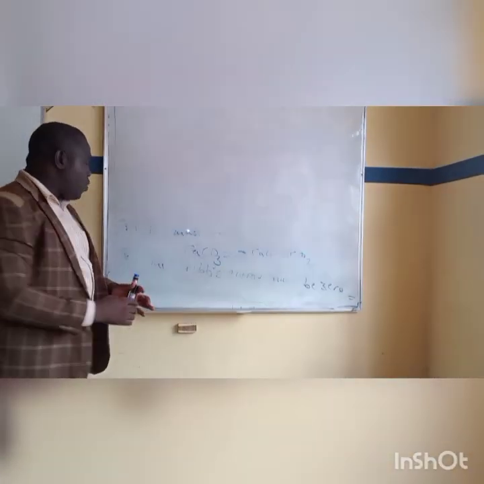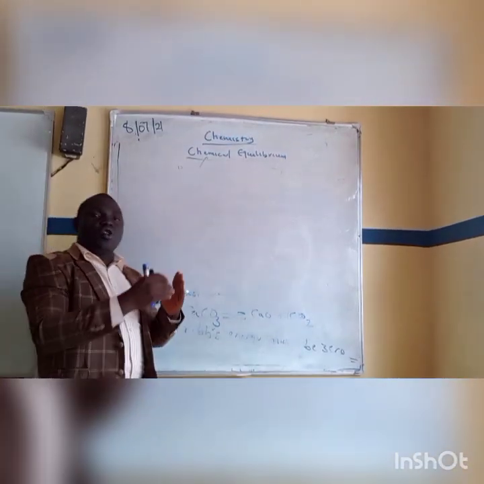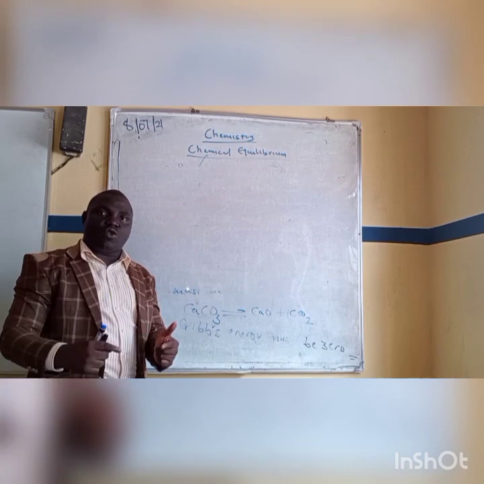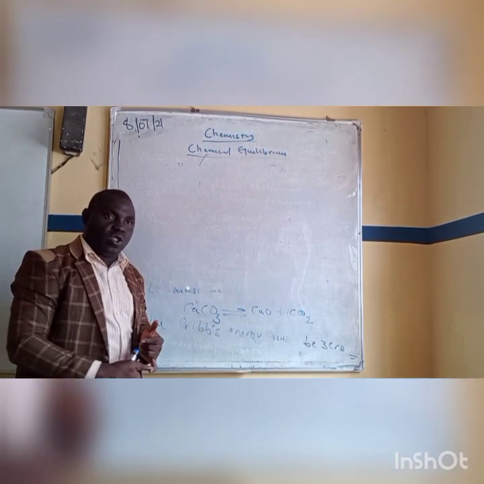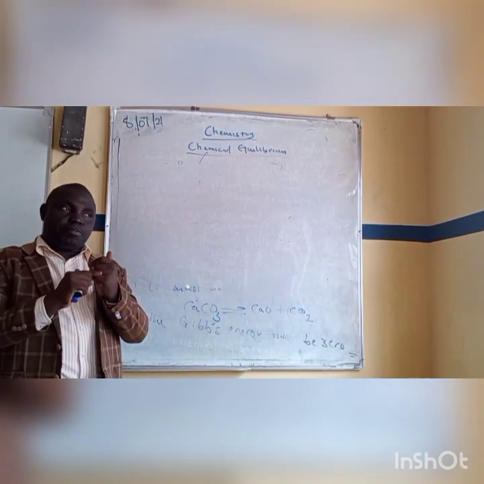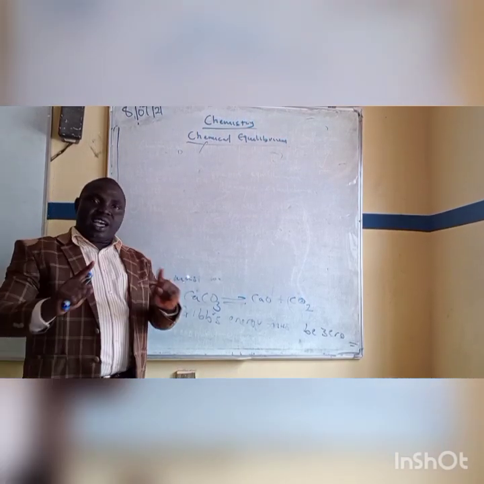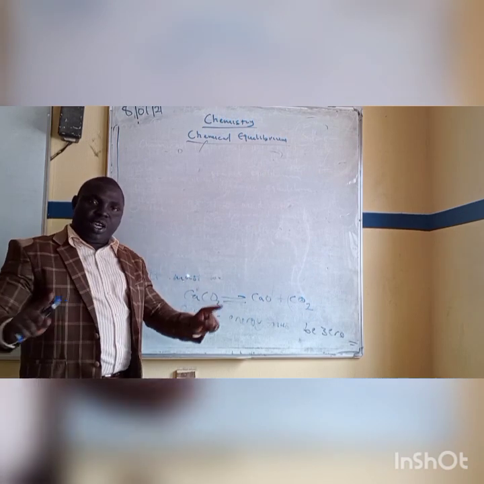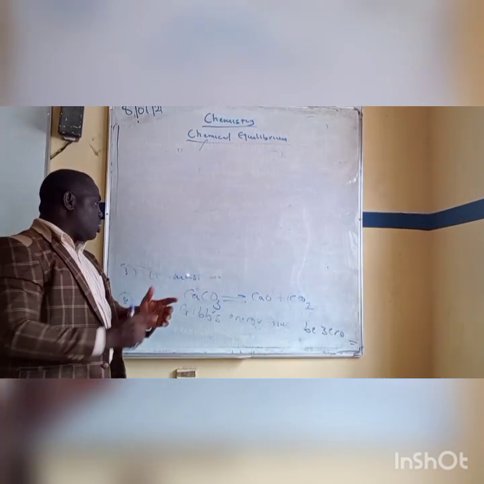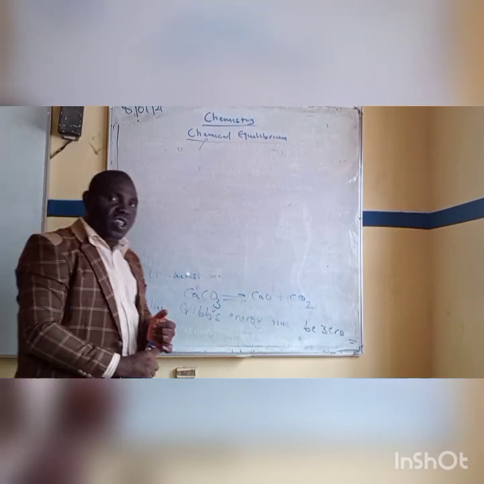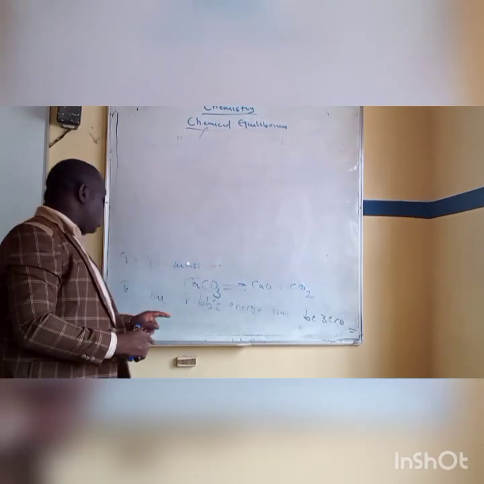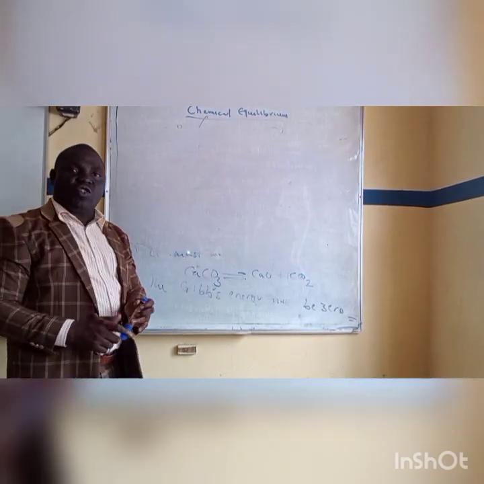Now don't forget that I'm trying to establish the conditions for chemical equilibrium. Number one, I mentioned forward being equal to backward. I mentioned that the reaction of a system must be reversible. I also mentioned that it must be a closed system. And I also said that the Gibbs energy must be 0.